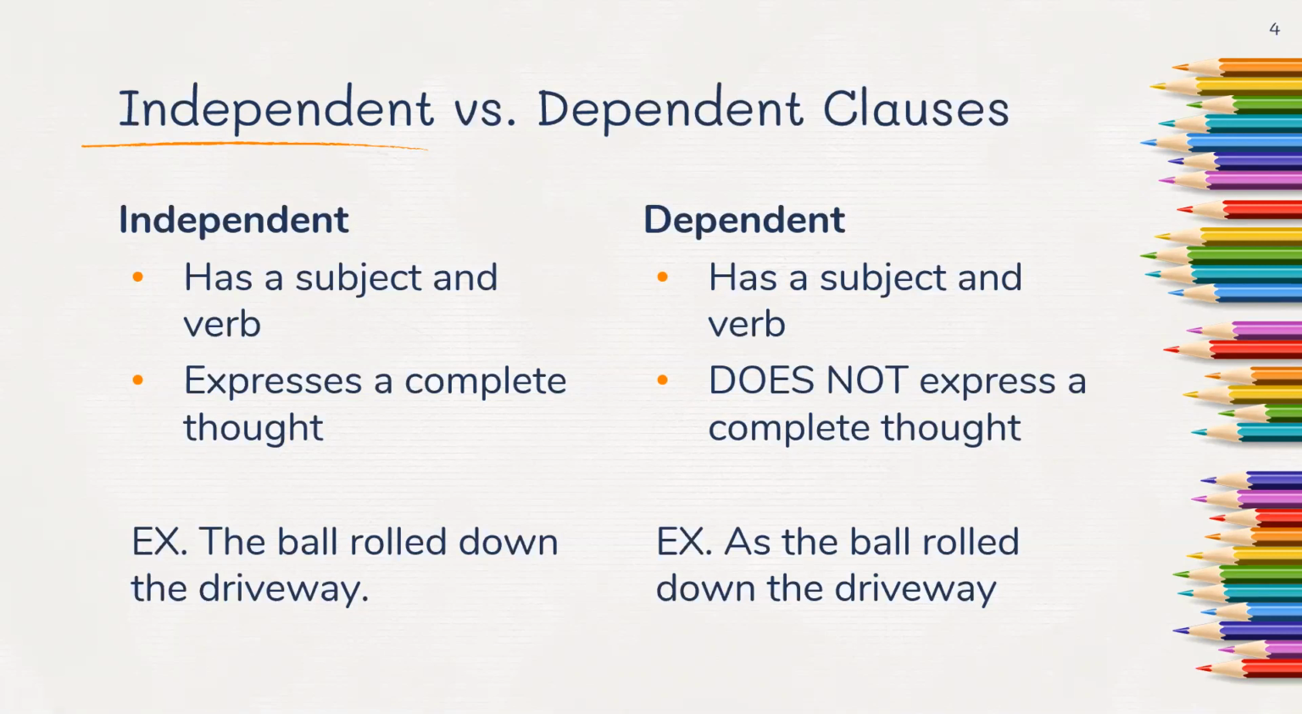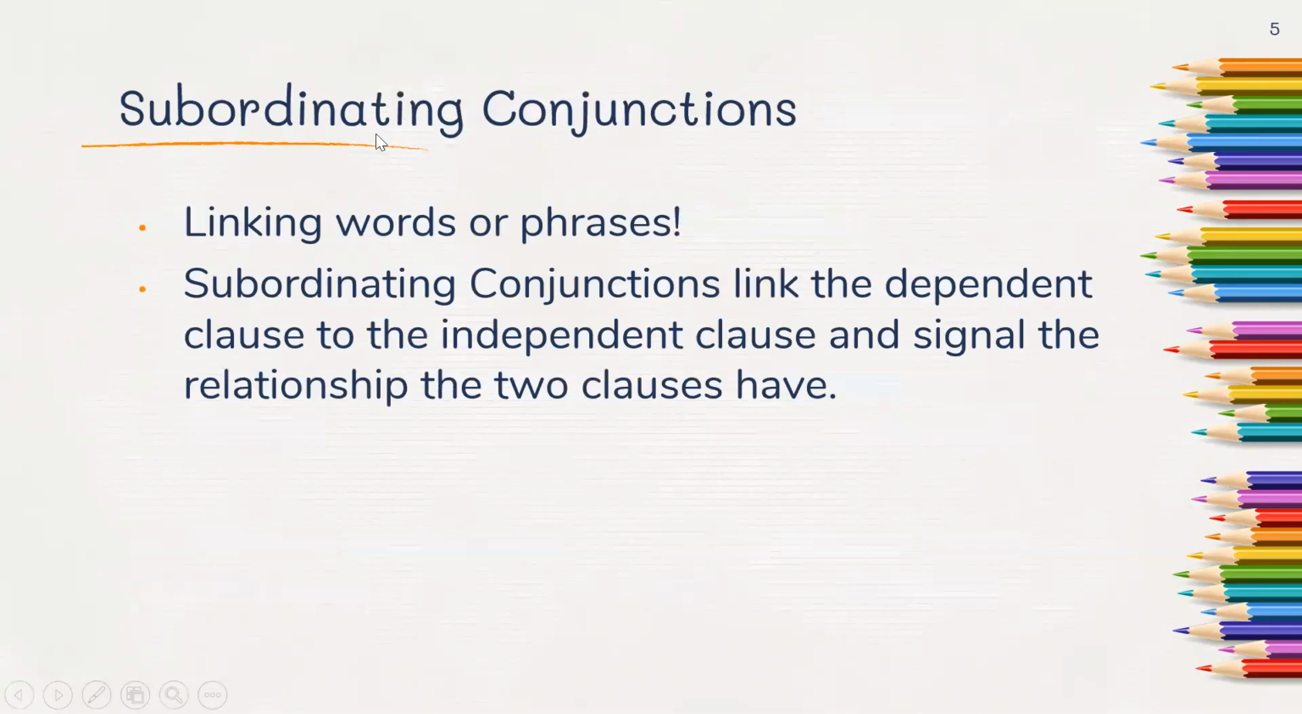And the reason that it becomes a dependent clause is because it has this word as, right? As the ball rolled down the driveway. As is what makes it not a complete thought. So that's a dependent clause. So this word as is a subordinating conjunction. Subordinating conjunctions are linking words or phrases. They link the dependent clause to the independent clause, and they signal the relationship that those two clauses have.